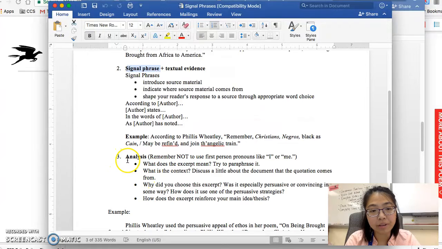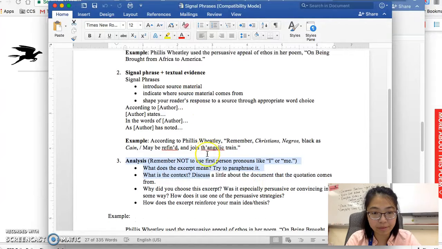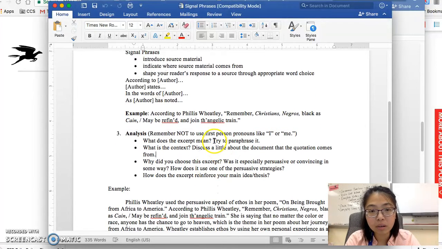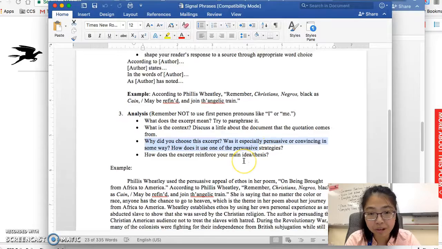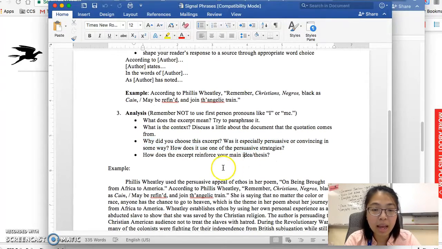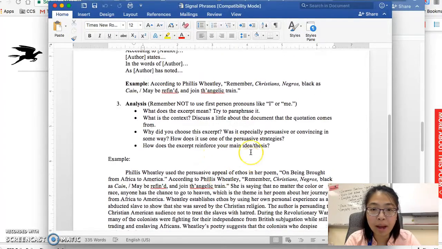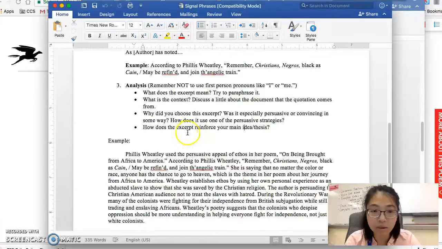So after that, you're analyzing. This should be a lot of sentences. All right. You're not stopping after the text evidence. You have to explain it. First, paraphrase the quotation, put it into your own words. Then give me the context of the document. And then tell us why this excerpt shows that strategy, how the strategy is being used, and then go back to your thesis statement that you wrote down. How does the excerpt reinforce your main idea or your thesis?